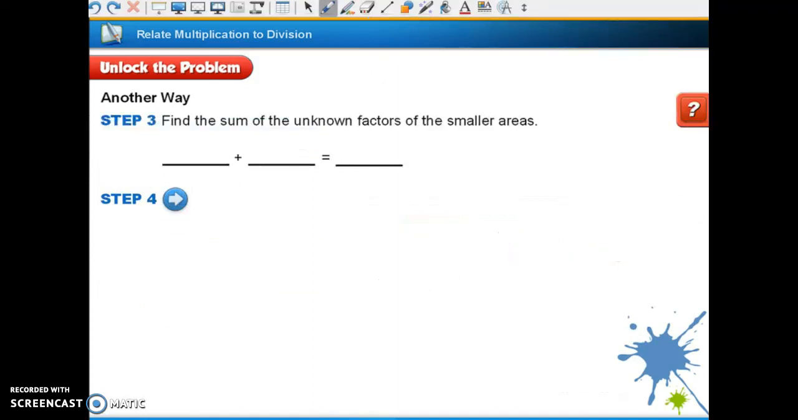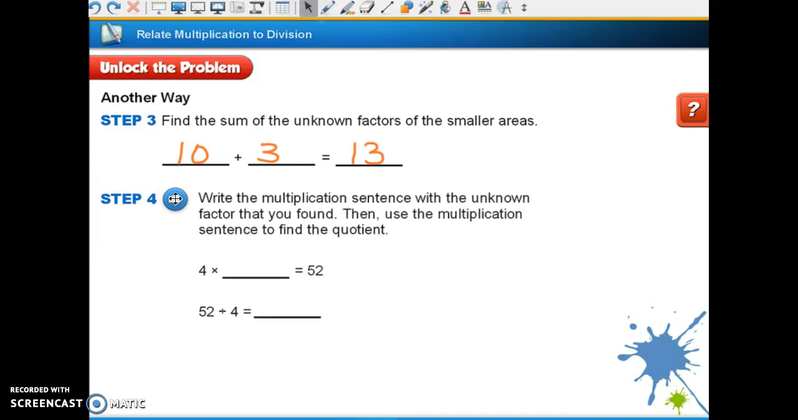Okay, in step 3 then, you're going to find the sum of the unknown factors of the smaller areas. So we figured that one of those areas is 10 and one is 3. So that is 13. In step 4, it says write the multiplication sentence with the unknown factor that you found. Then use the multiplication sentence to find the quotient. So 4 times 13 is 52, or 52 divided by 4 is 13.